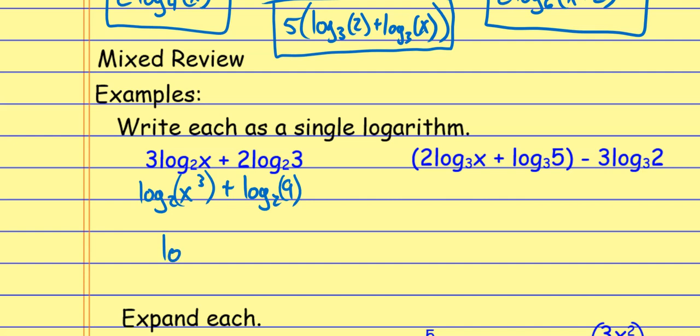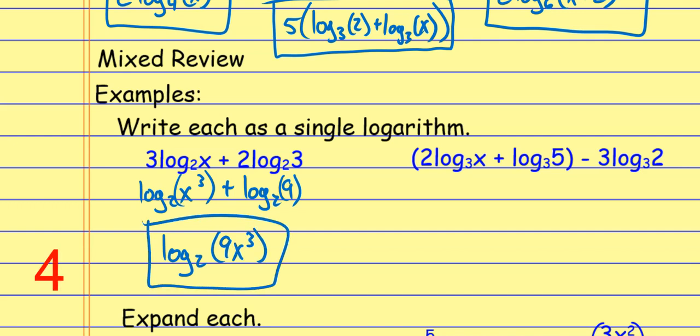So addition becomes multiplication inside the logarithm, so it's log base 2 of a 9x cubed. And that's it. And so we took something that had a bunch of different parts, and now we've condensed it into one logarithm, one thing, and that's going to allow us to simplify quite a bit in terms of some of these examples, and that's going to lead us to solving eventually.